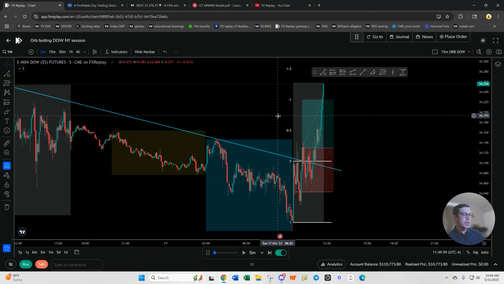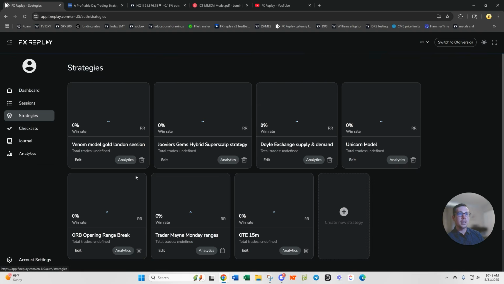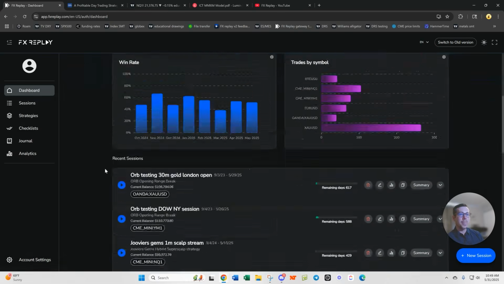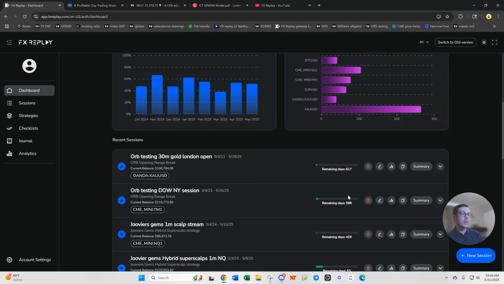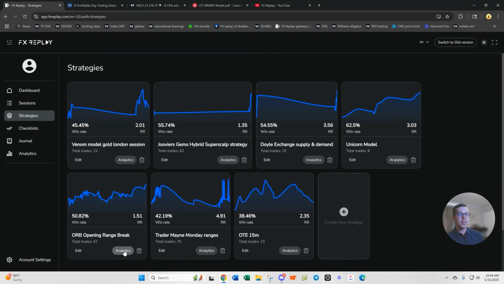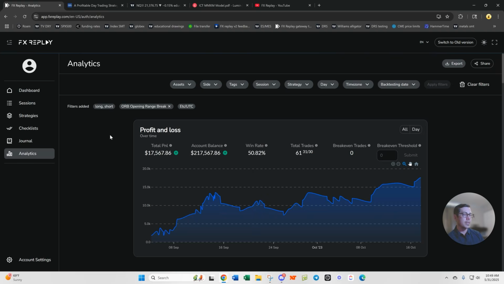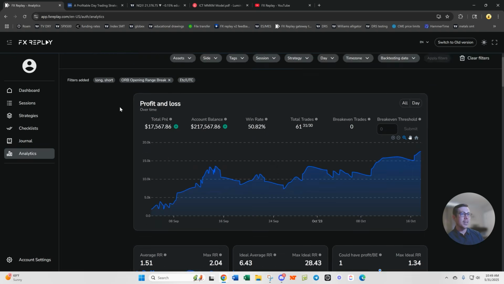So I want to check over to the analytics now. In the strategies page here, I made an ORB opening range break strategy. And then I went into each of these 2 sessions and I added this strategy to both of these sessions. So I can look at the analytics for all of them all at once. If I go into strategies here, I can just click the analytics button. And so this is all the trades that I've tested, both with you guys and also just on my own. Actually 60 trades that we've taken a look at.